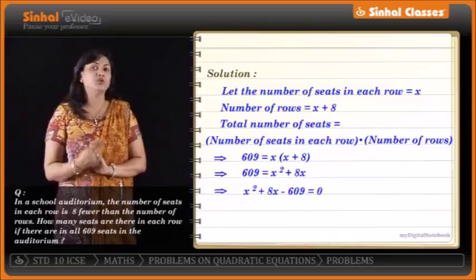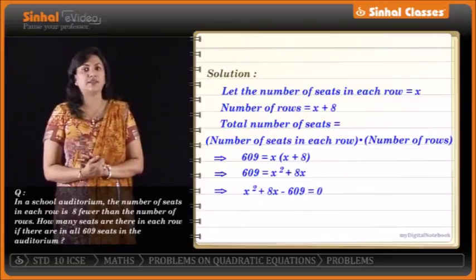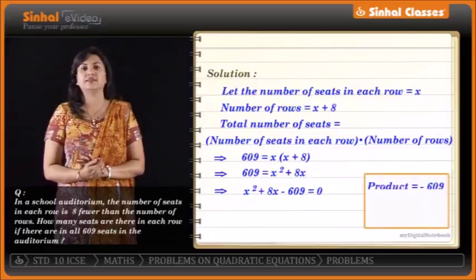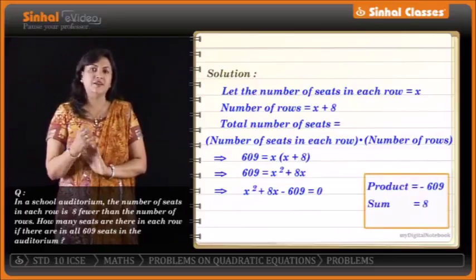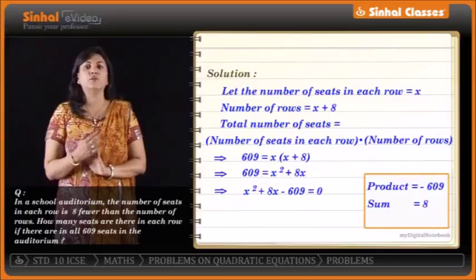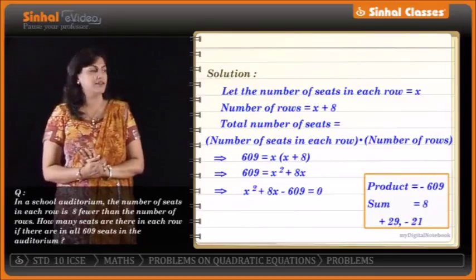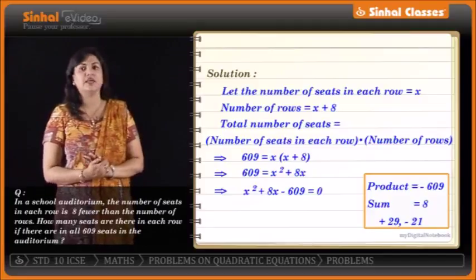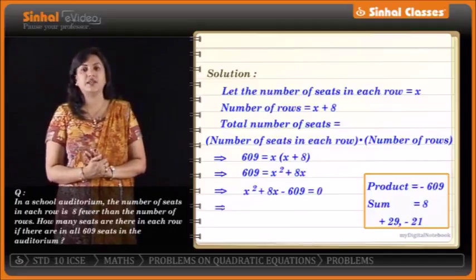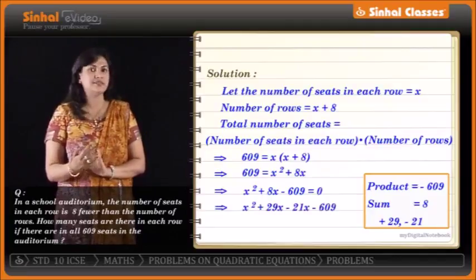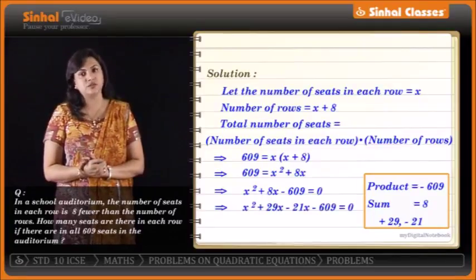Now we want two numbers whose product is minus 609 and sum is 8. Now we write the numbers as plus 29 and minus 21. So the equation becomes x square plus 29x minus 21x minus 609 is equal to 0.